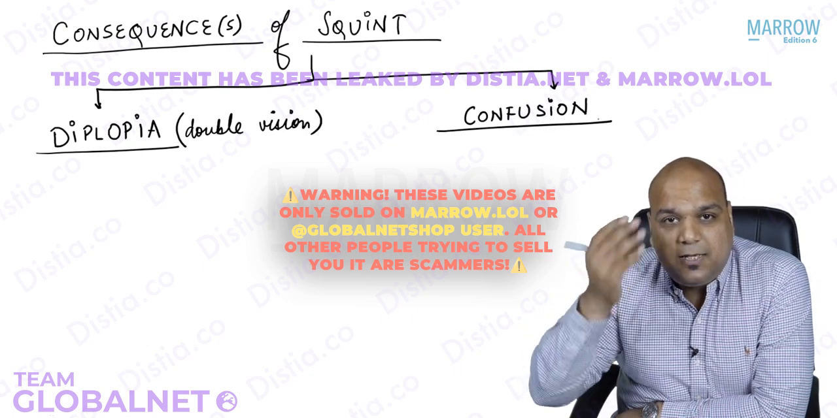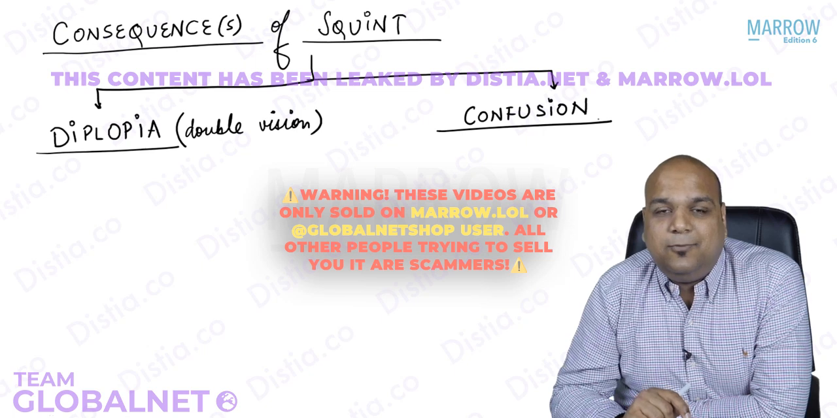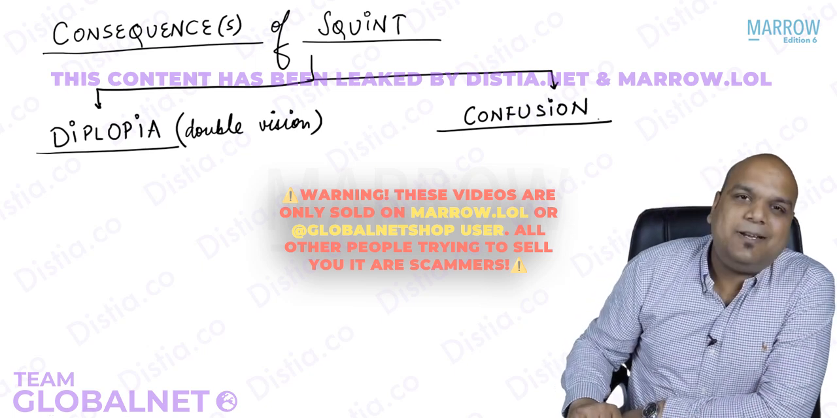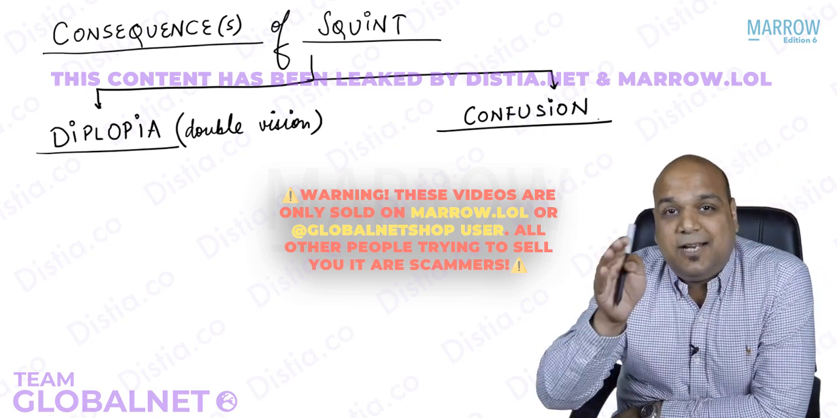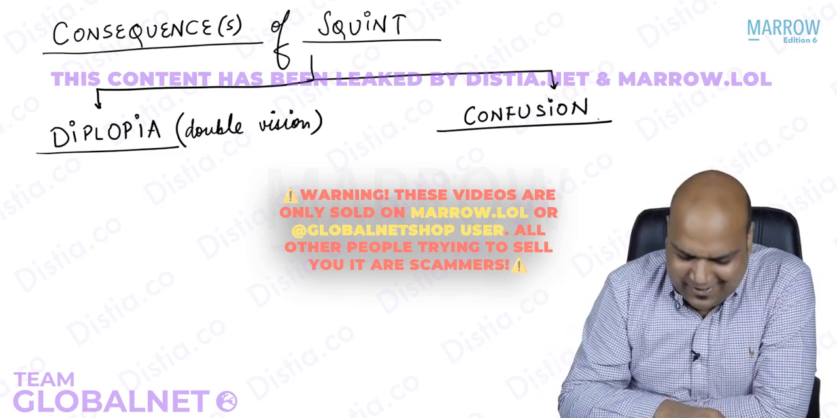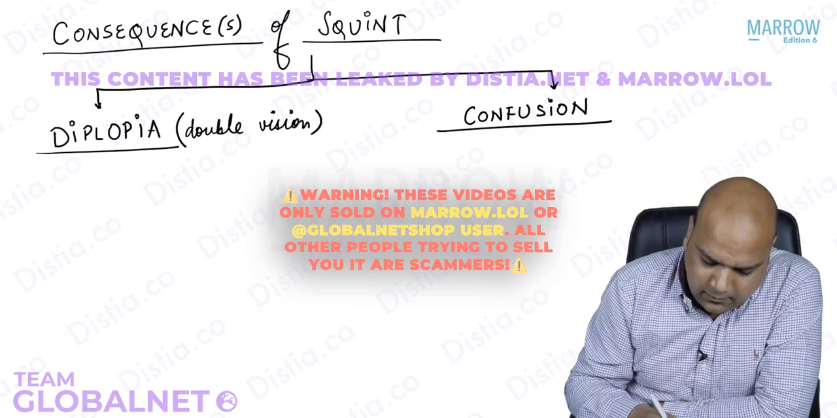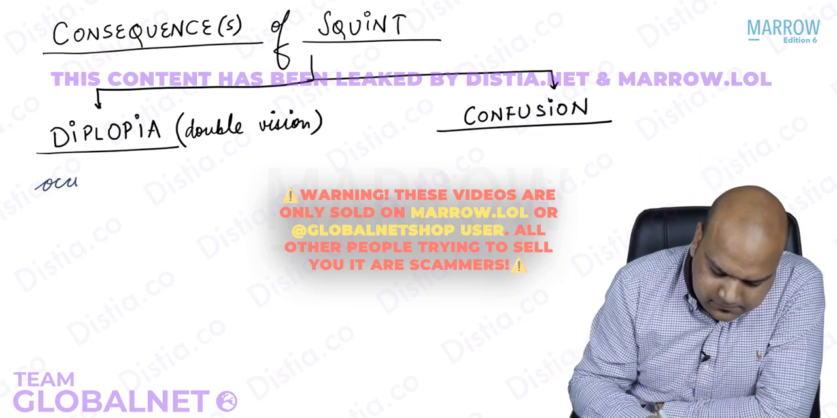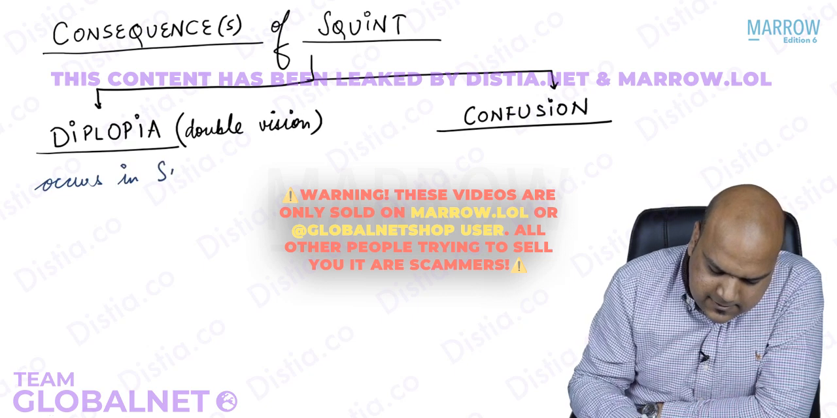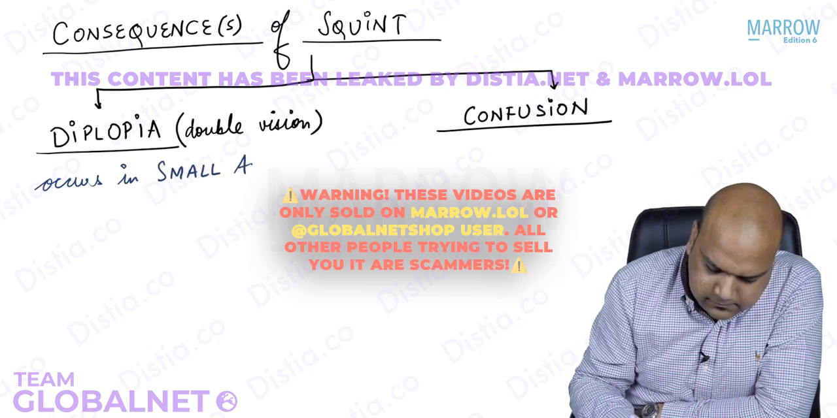Our confused brains are studying something called confusion. What an irony, guys, right? No worries. Let us end all your confusion about squint here. So let's start with the first consequence of squint, that is diplopia. Now, diplopia occurs in small angle squint.